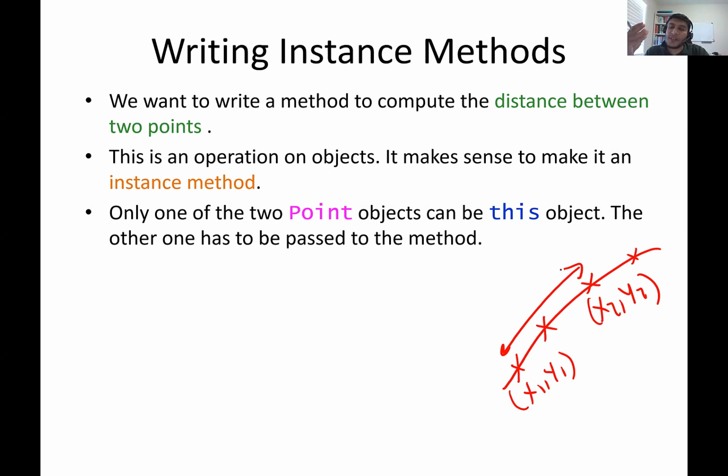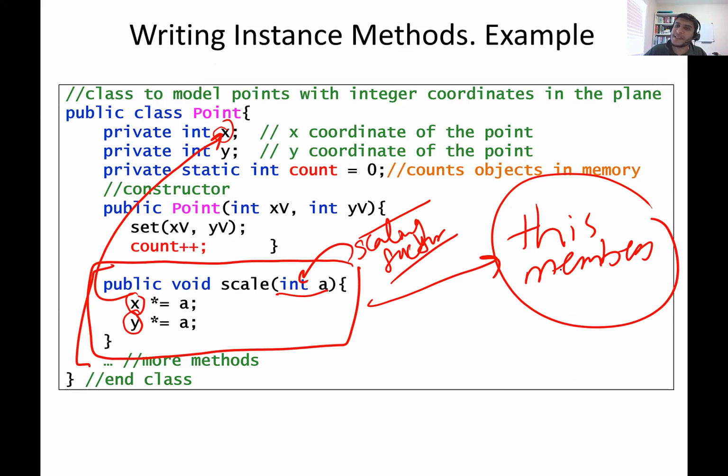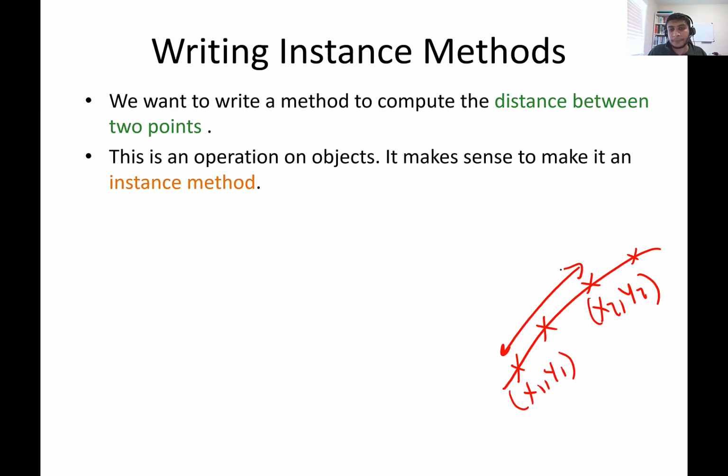So why is this method different from the previous method? This method is different because here you need 2 x's and 2 y's, right? So you need to operate on two different objects, right? Previously in the scale, I was operating only on a single object, which is my current object or the this, right? While in the distance method, I need two objects because calculating the distance between 2 points requires two objects.